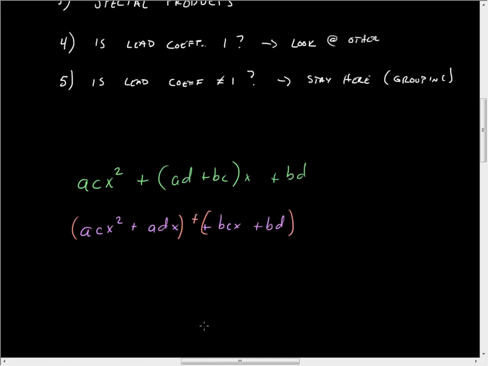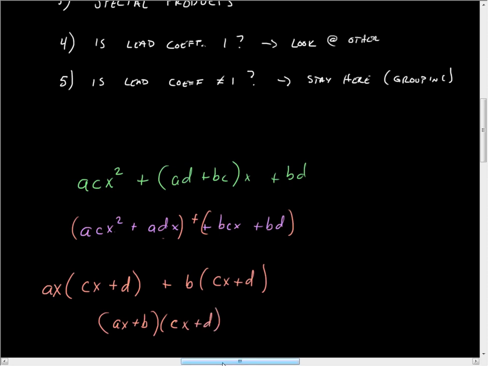We can factor out an a and an x. That'll leave us with cx plus d. Plus, now here we can factor out a b. That'll leave us with cx plus d. That means that we have ax plus b times cx plus d, which is what we started with. All right, so now we're going to split the middle term according to the factors that we've chosen. And we have to write them in that way. This is something that we kind of skipped over in the first set of videos.